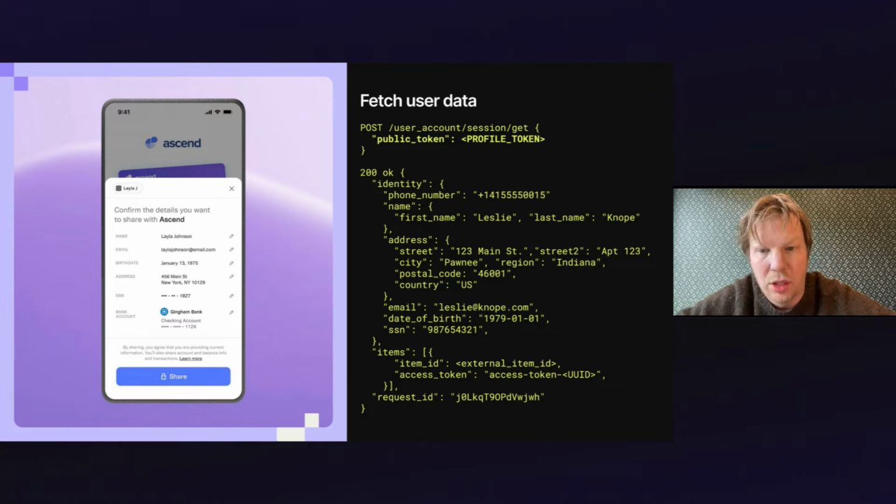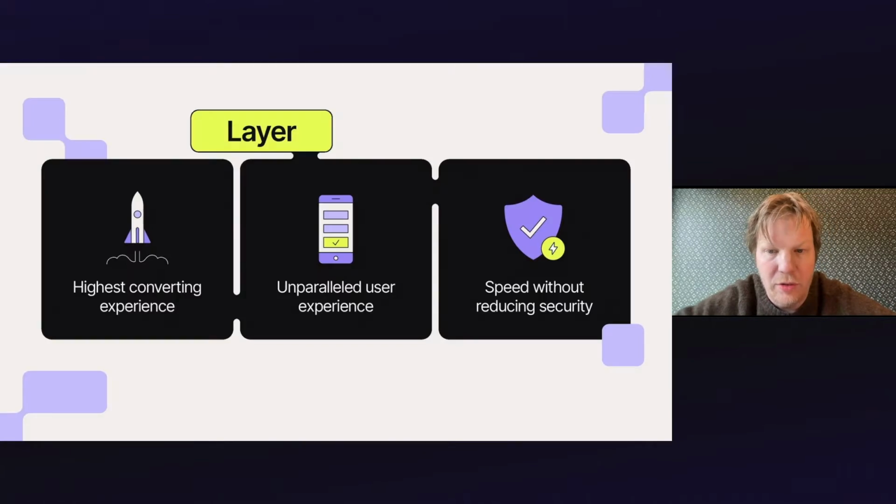Once you have that token, your backend can call our new user account session get endpoint and pull the user permission data shared in that Layer session. You'll see an example here on the slide. You'll notice the profile information is all available alongside an array of access tokens for any items connected as part of that flow. If you're using other Plaid products like transactions, this is when you'd want to call those additional product APIs with those item access tokens. And with that, you get all the information in order to verify the user identity, link their bank account, and onboard a user.